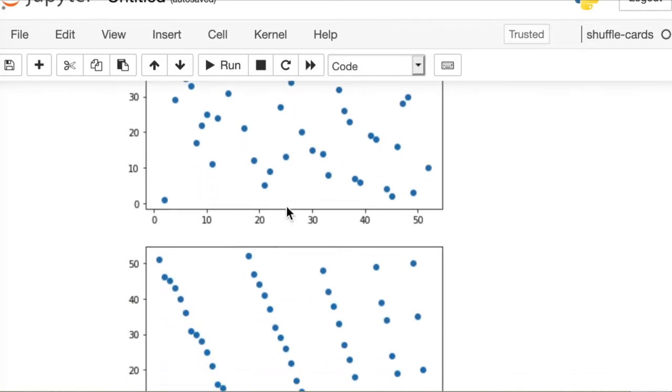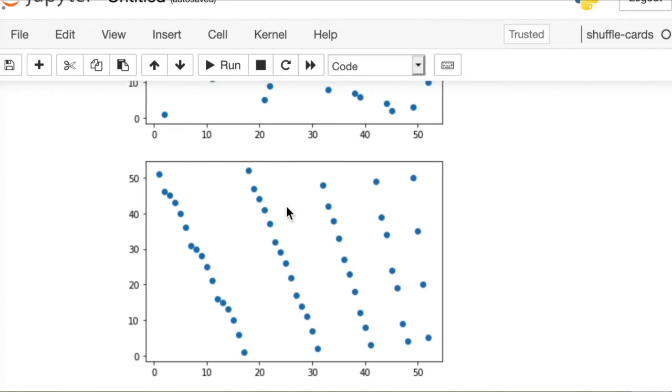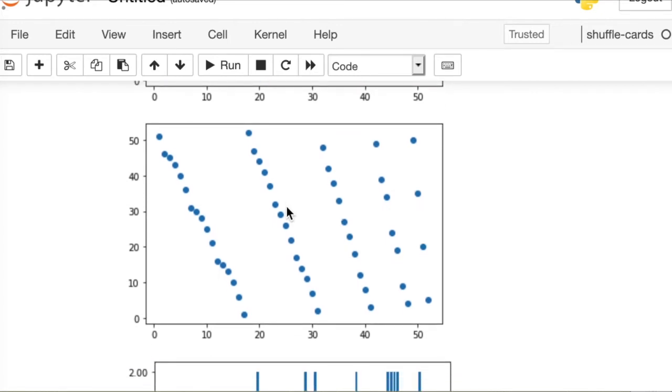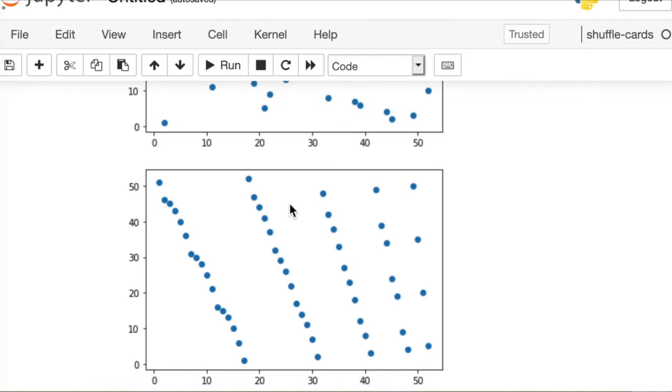The second chart shows the same, but for applying the stair shuffle once to a sorted deck of cards. As you can see, there's pretty obvious patterns here, and it would be very easy to identify the cards and predict where each card will end up. So we need to do better than this.